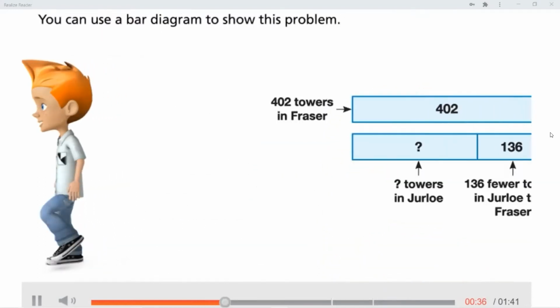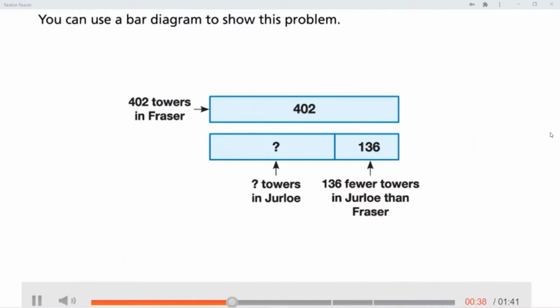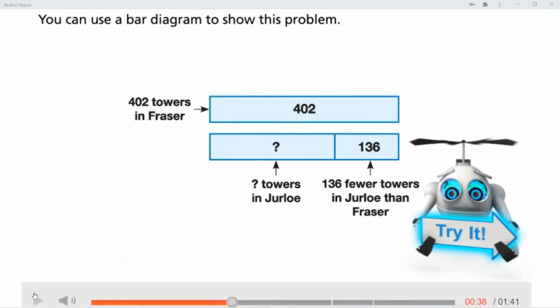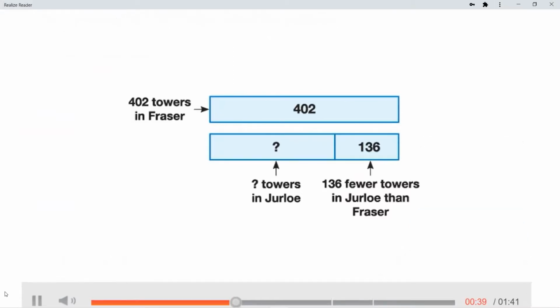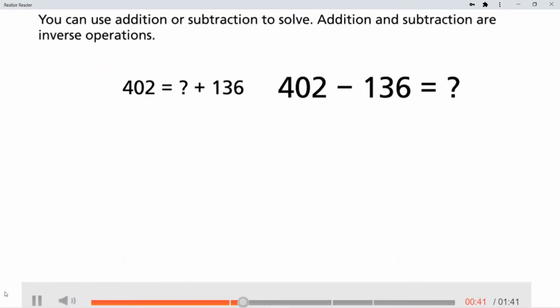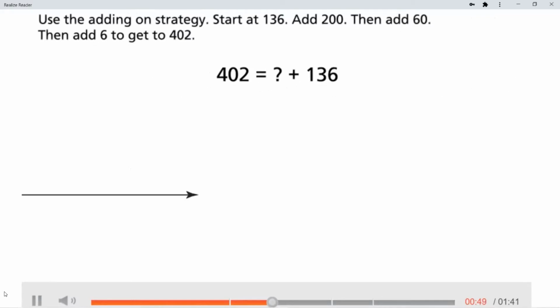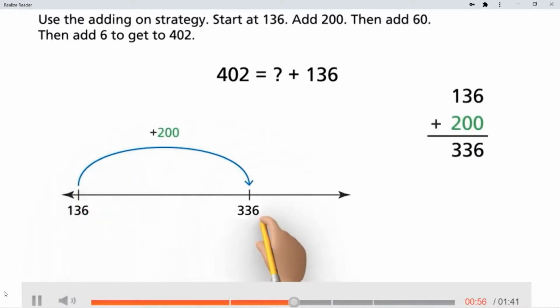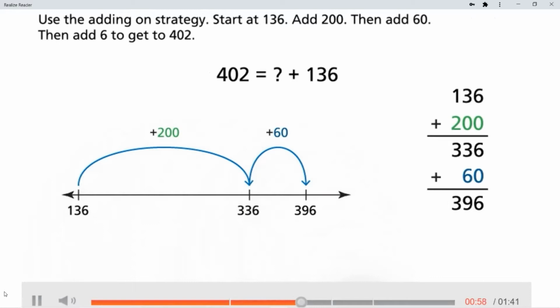You can use a bar diagram to show this problem. You can use addition or subtraction to solve. Addition and subtraction are inverse operations. Use the adding on strategy. Start at 136. Add 200. Then add 60. Then add 6 to get 402.